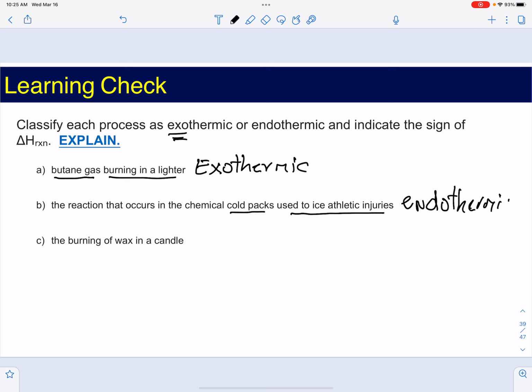So you can decide if something that is happening is exothermic or endothermic by just thinking about how you feel. If you're feeling heat coming to you, that means the reaction is releasing that heat. If you're feeling cold, it's because your body is losing heat and that heat is going to the reaction, so that would be endothermic. So the burning of a wax candle. If I have a candle and I put it close to my face, I'm gonna feel warm. So that means that the burning of the candle is exothermic.